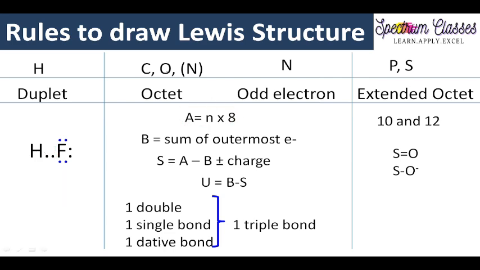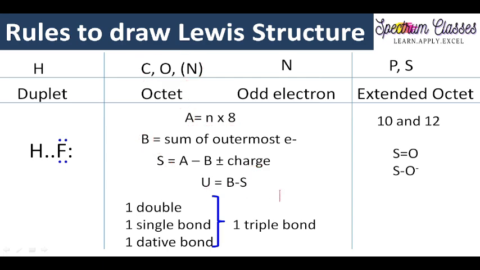The next point is, if your molecule is formed by carbon, nitrogen, oxygen or sulfur, and these are the central atoms, then you can easily calculate your total number of electrons. So A is the total number of electrons, B is the sum of the outermost electrons, and the shared number of electrons is A minus B, plus or minus charge, which I will discuss while we are solving the problems. The unshared pair of electrons is equal to B minus S, the total number of outermost electrons minus shared electrons.